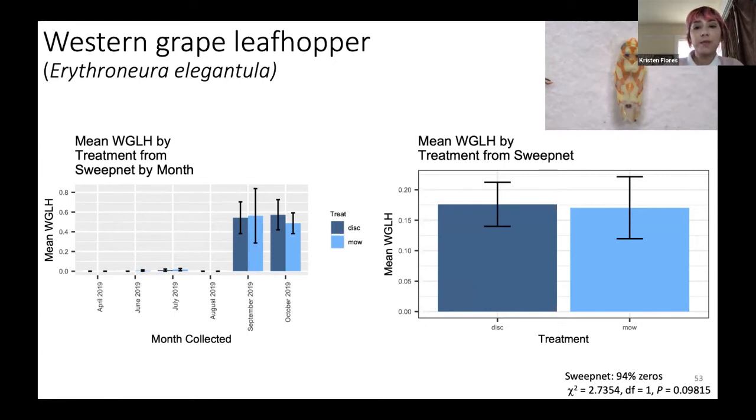The graph on the right compares the disc and mow in the ground cover. You can see that Western Grape Leafhopper were found in low numbers, an average of 0.15 were captured, and there was not too much difference between disc and mow.